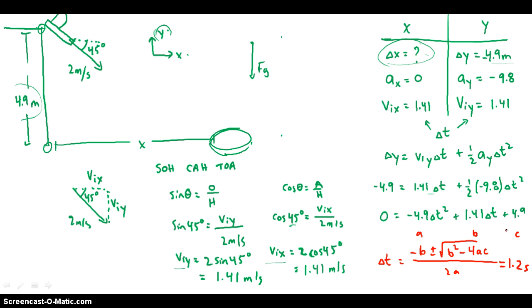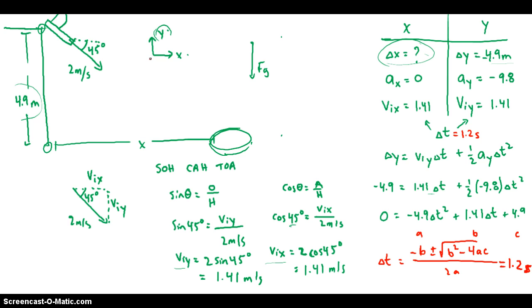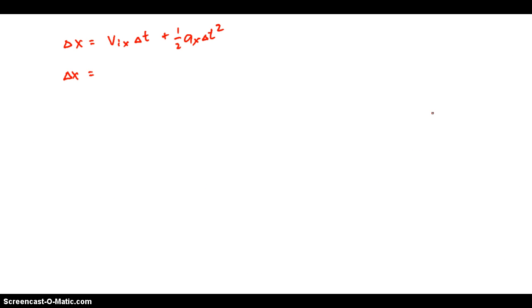When I put these numbers in the calculator, I get 1.2 seconds. Now we're going to use that 1.2 seconds to look in our x direction to find what delta x is going to be. In our x direction, we're going to use the same formula: delta x is equal to Vix delta t plus 1/2 ax delta t squared. Let's plug in our numbers. We're trying to find delta x. Vix for me is 1.41.